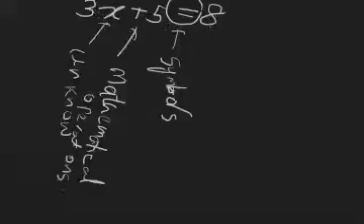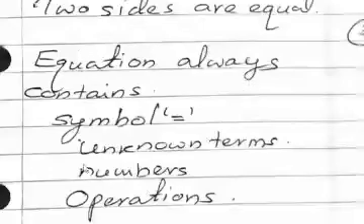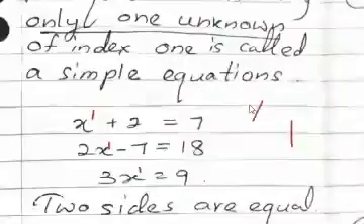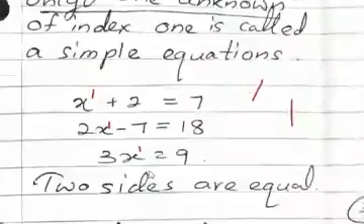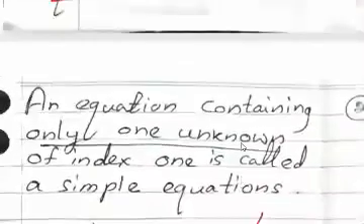So I discussed three characteristics, and the equation consists of these things. What are the three characteristics I discussed? It has only one unknown term. The index of the unknown term should be equal to 1, and two sides of the equation should be equal. I think you understood what an equation is now. In the next video clip we will learn how to construct an equation.